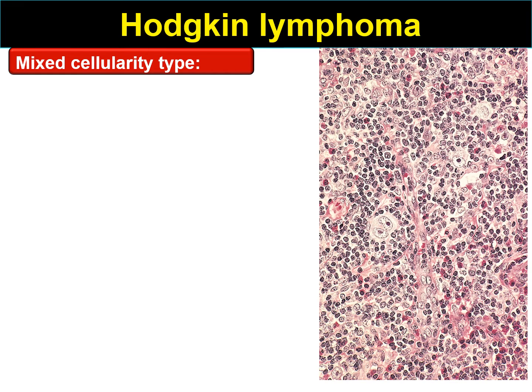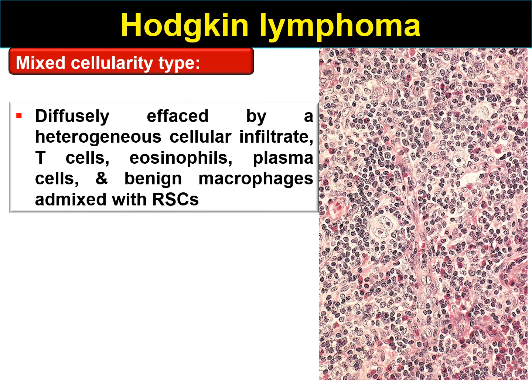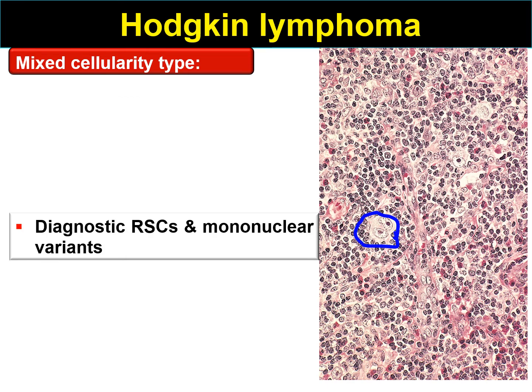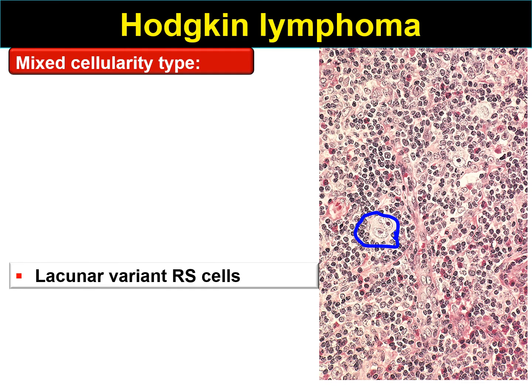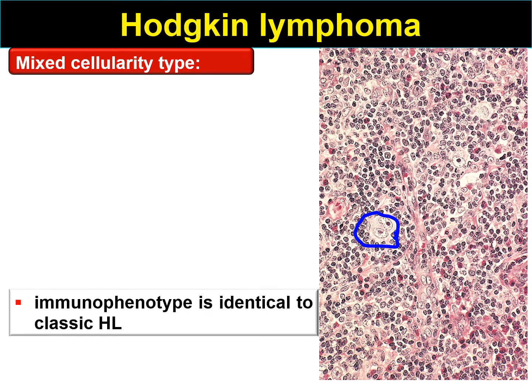The mixed cellularity type of Hodgkin lymphoma comprises about 20 to 25% of the cases. The architecture of the lymph node is diffusely effaced by a cellular infiltrate comprised of T cells, eosinophils, plasma cells, and benign macrophages that are admixed with the Reed-Sternberg cells. The diagnostic Reed-Sternberg cell, classical Reed-Sternberg cell, and mononuclear variants are present in this mixed cellularity variety, but lacunar variants are also seen. The immunophenotype is identical to classical Hodgkin lymphoma.